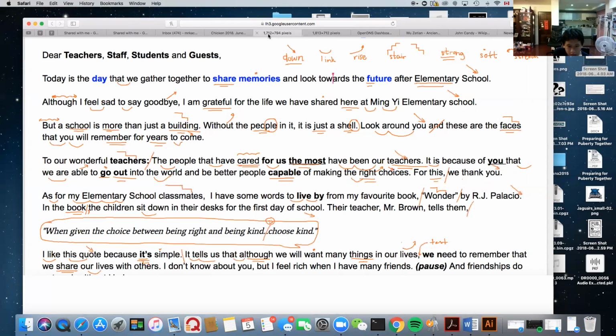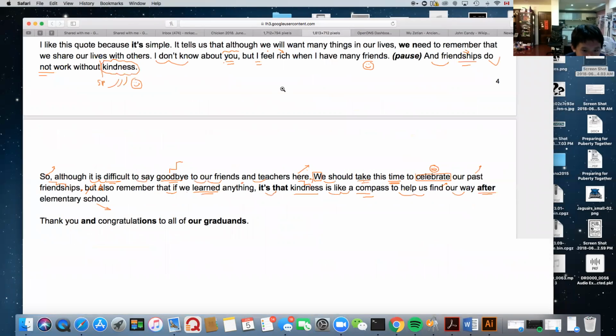It tells us that although we will want many things in our lives, we need to remember that we share our lives with others. I don't know about you, but I feel rich when I have many.